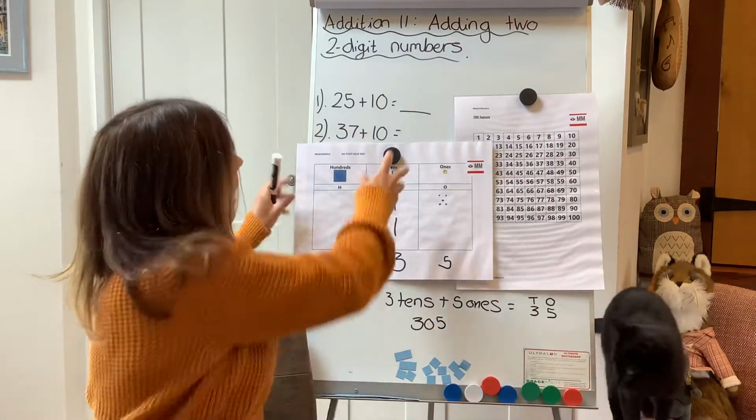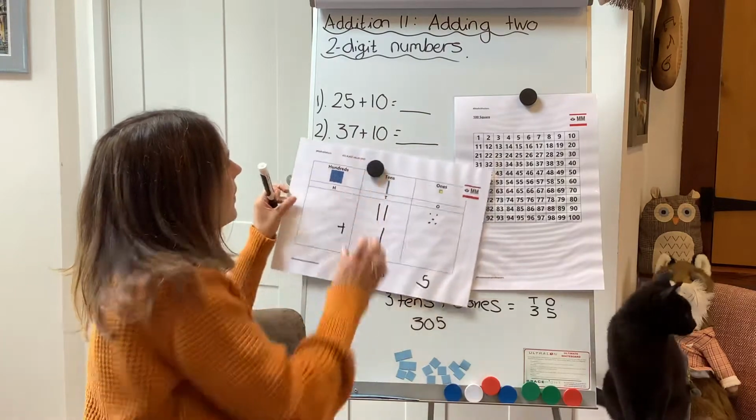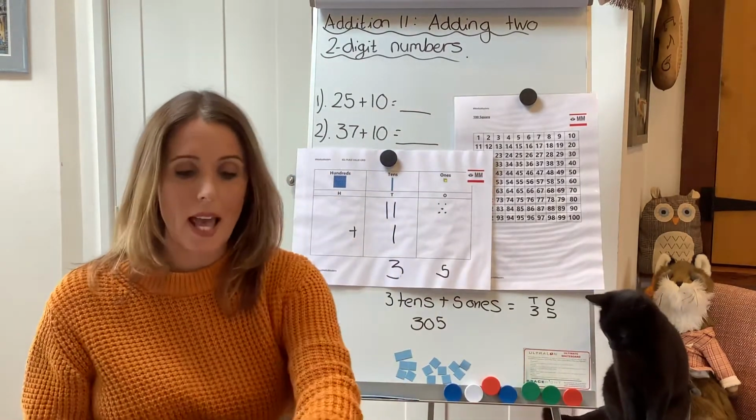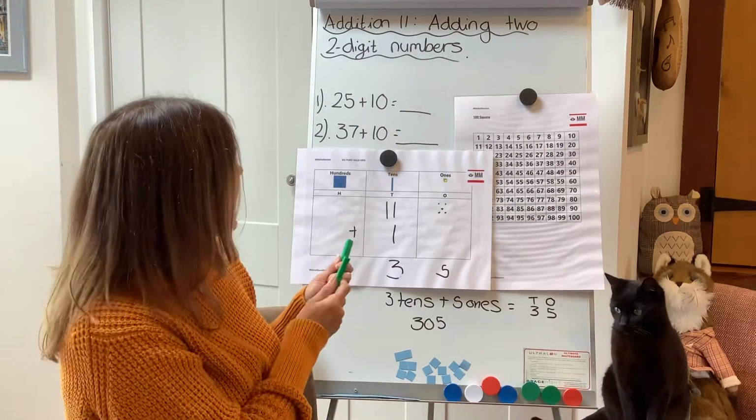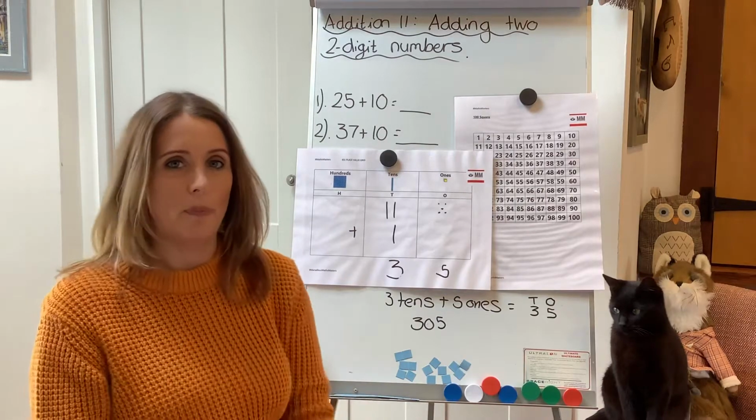Okay, right, I'd like you to have a go now. So have a go at the second one, 37 add 10. Have a go at that and you can use base 10, you can use counters to help you. Have a go.